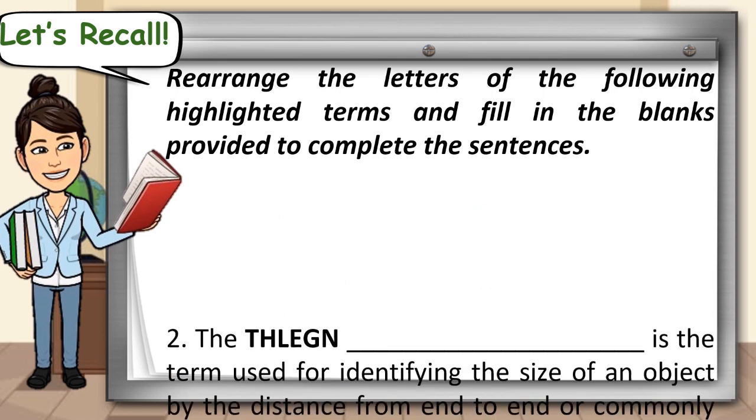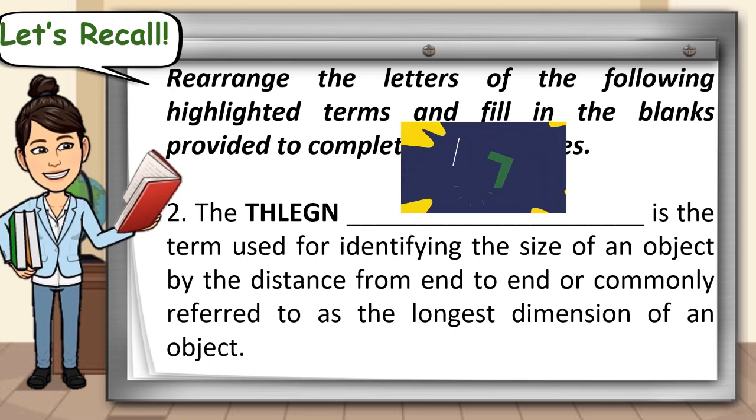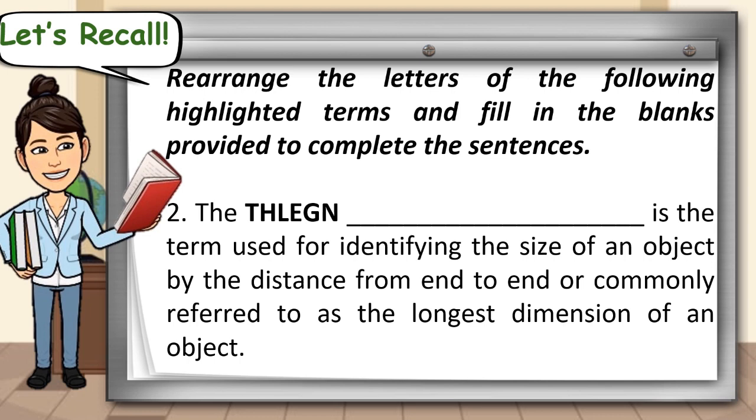Number 2. The blank is the term used for identifying the size of an object by the distance from end to end, or commonly referred to as the longest dimension of an object. You have 10 seconds to answer. The correct answer is length.